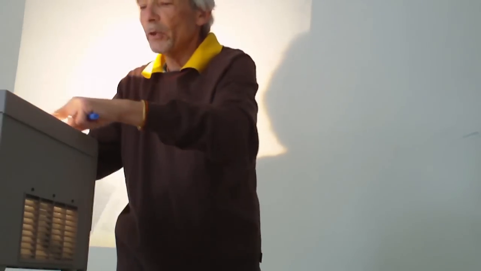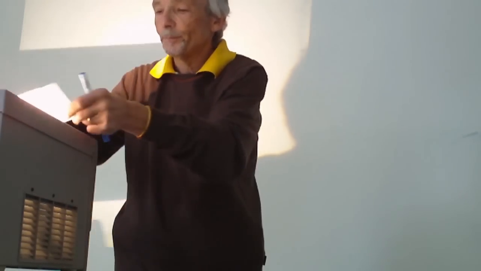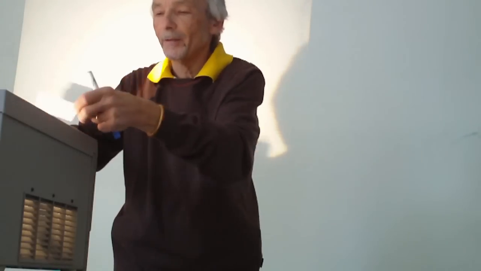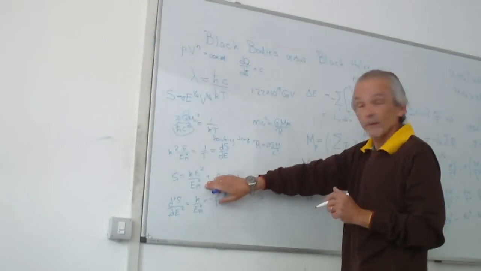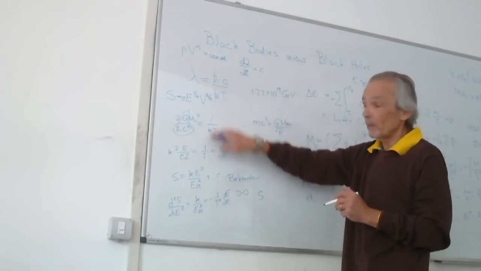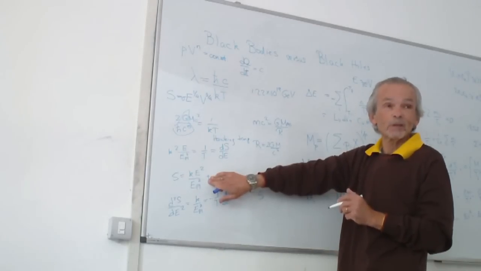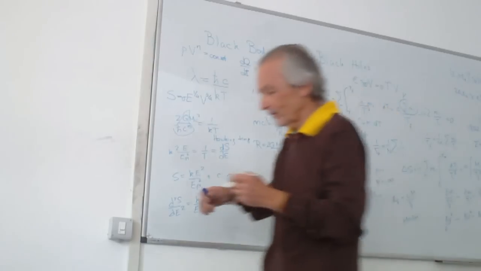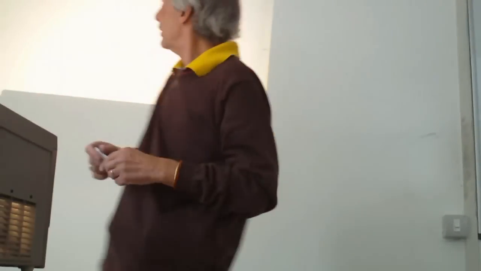how can you consider two expressions at the same time, one for black body, in which S varies like this, and one that varies like this? How can they be made compatible, they ask? Well, they can't. But they try. And how do they try? By defining a Hawking temperature. This is the Hawking temperature.